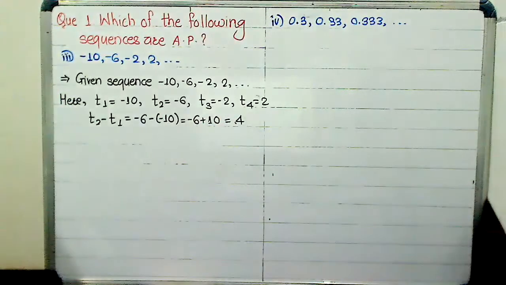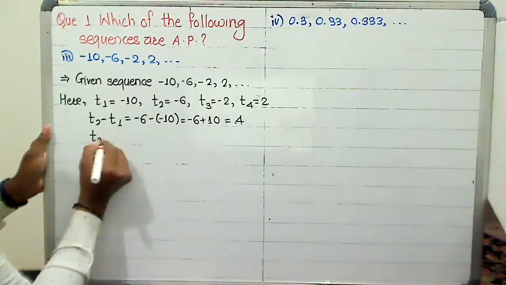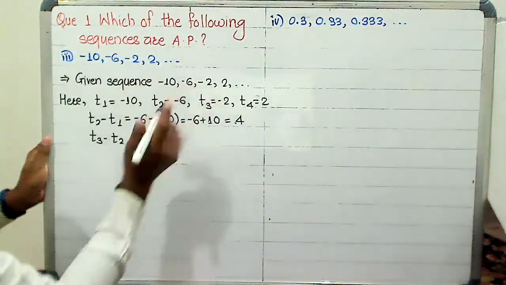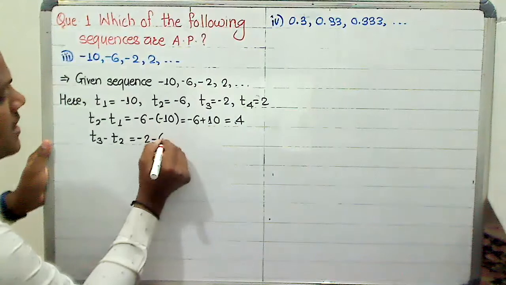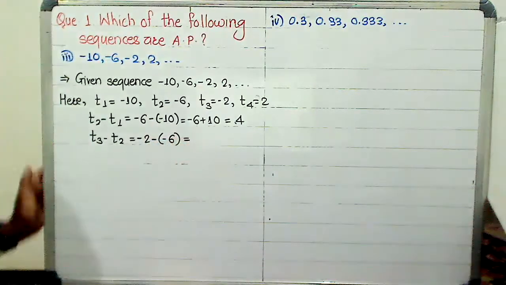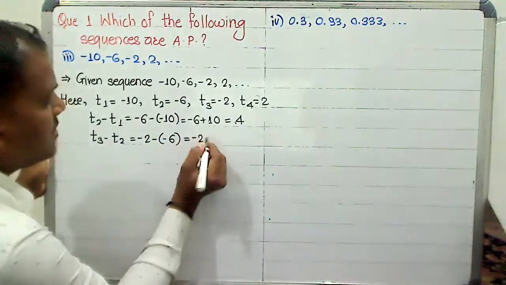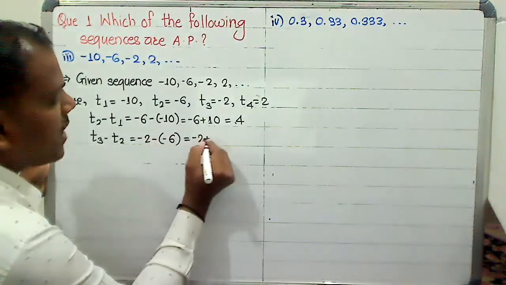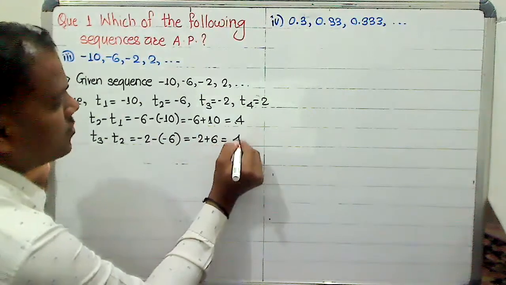10 minus 6 is 4. So again now T3 minus T2. Value of T3 is minus 2 minus minus 6. So again minus 2 will remain as it is. This minus minus will become plus. So minus 2 plus 6 is equals to 4.